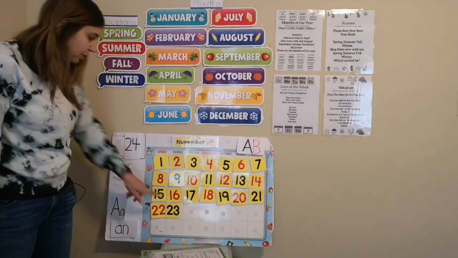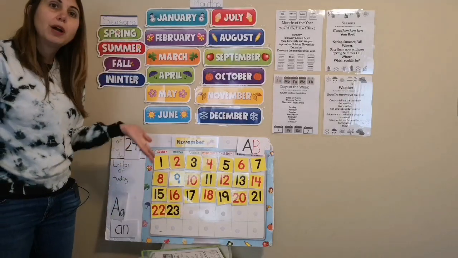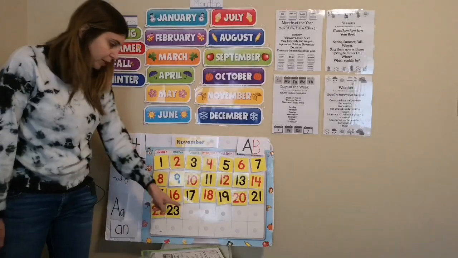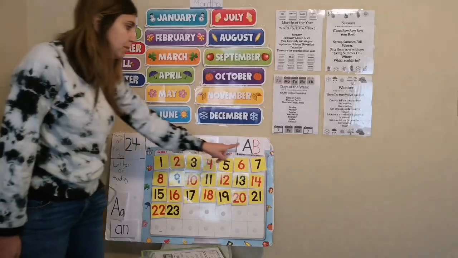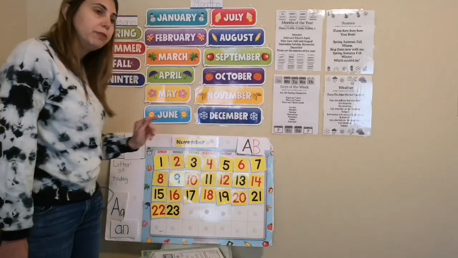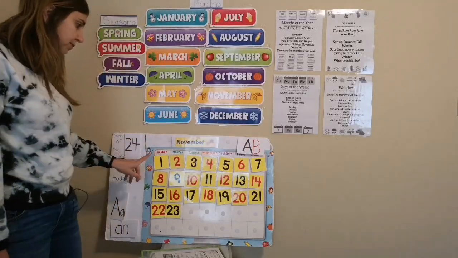So we said our number is 24, but now we have to figure out what color the 24 should be on our calendar because it's an A-B pattern. It goes black, red, and then repeats again. So let's figure it out.